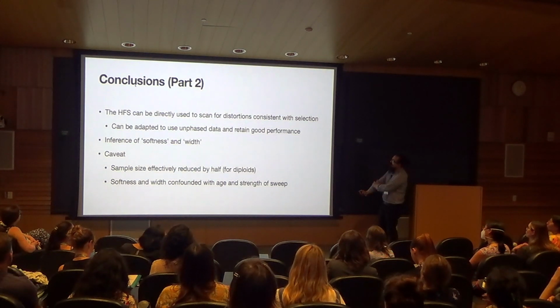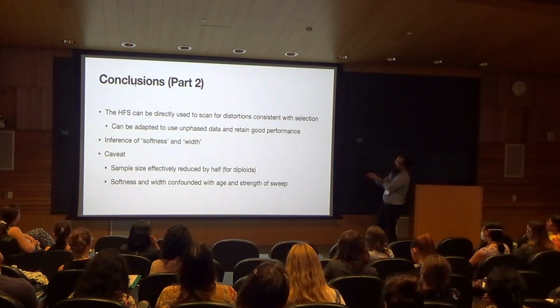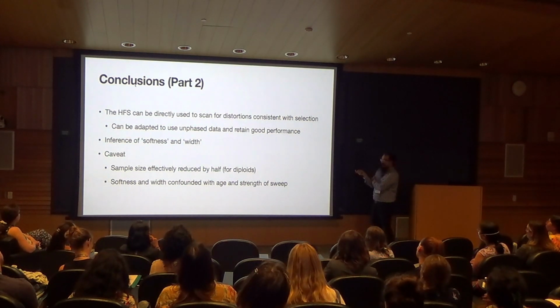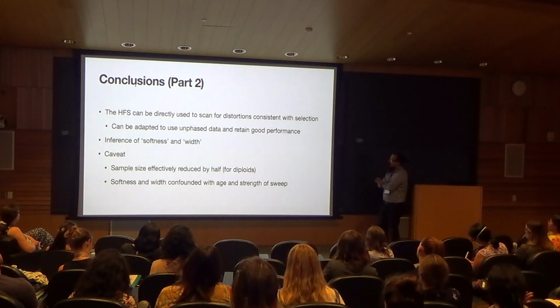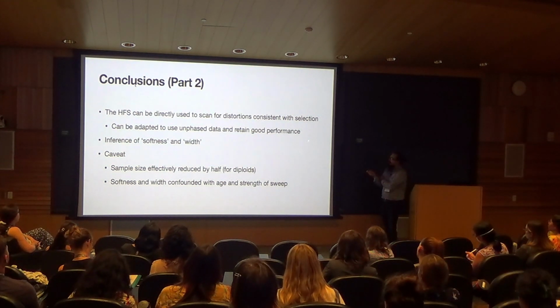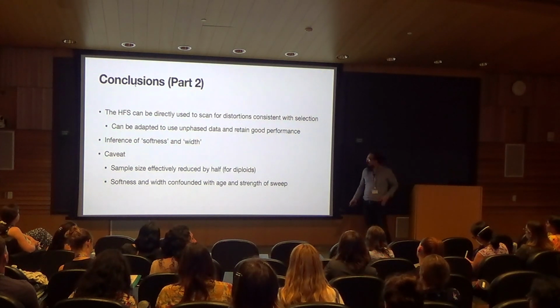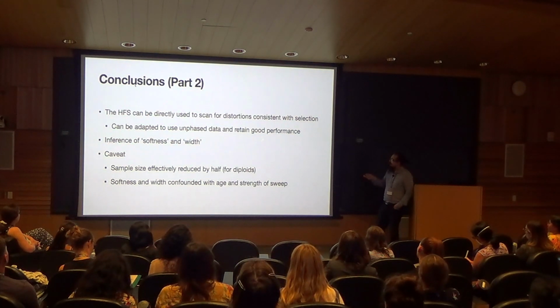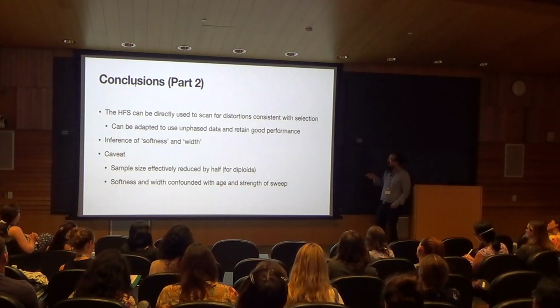Just to wrap this up, we can use the haplotype frequency spectrum, or perhaps more relevant, the multi-locus genotype frequency spectrum, directly to scan for distortions that are consistent with selection. And actually, we can use these and retain pretty good performance.